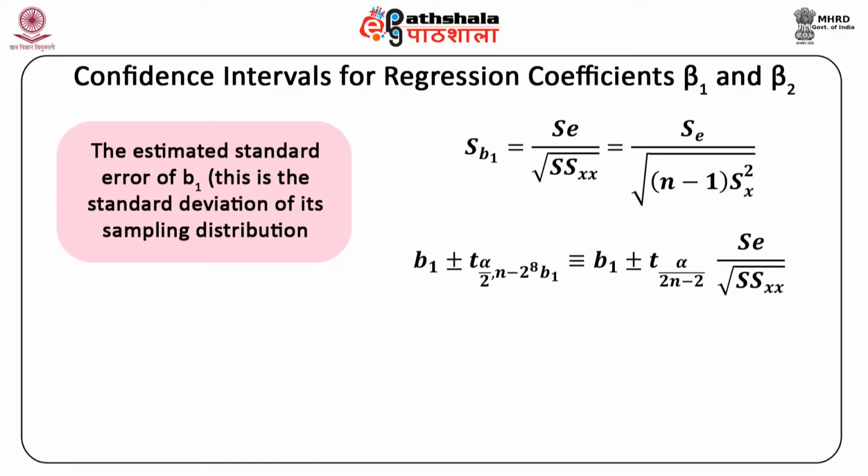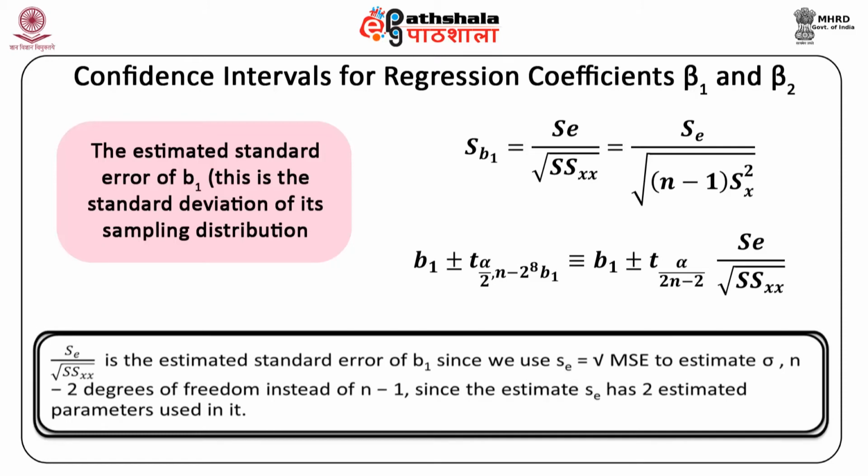Please note that s_e upon the square root of SSxx is the estimated standard error of b1, since we use the standard error equal to the square root of MSE, which is the mean square error, to estimate sigma.